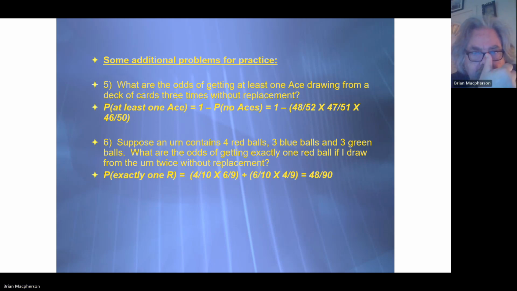Okay. So in that case, it's 4 over 10 times 6 out of 9 plus 6 over 10 times 4 out of 9 equals 48 out of 90. So that's the probability of getting exactly 1 red. Okay.